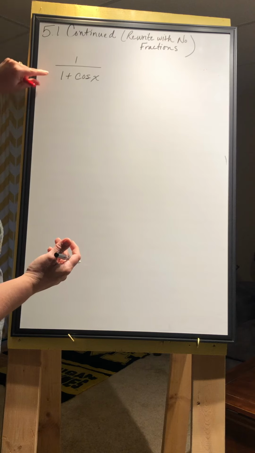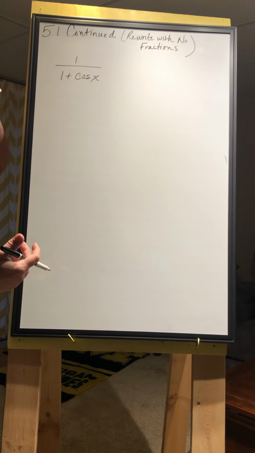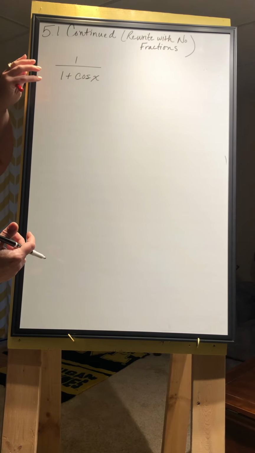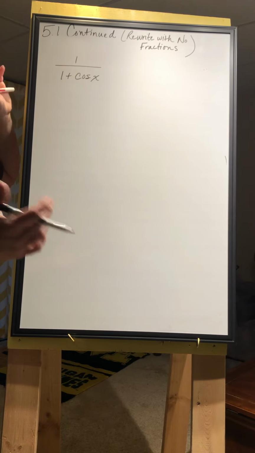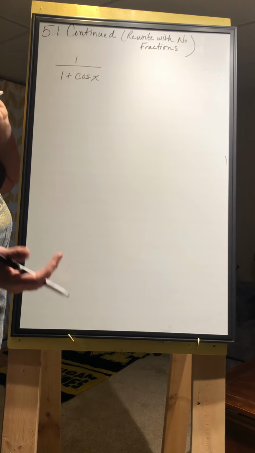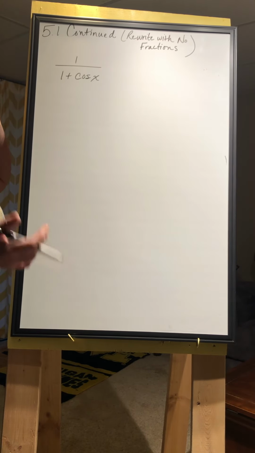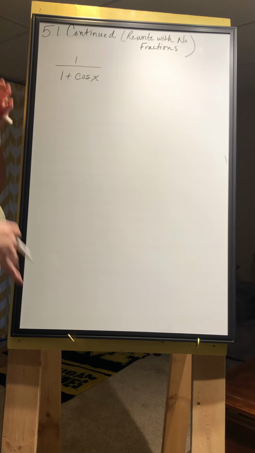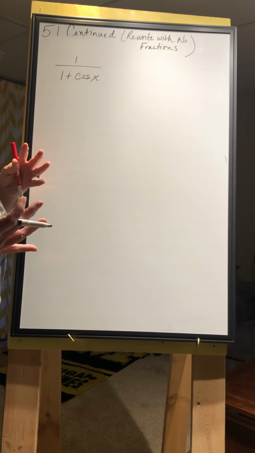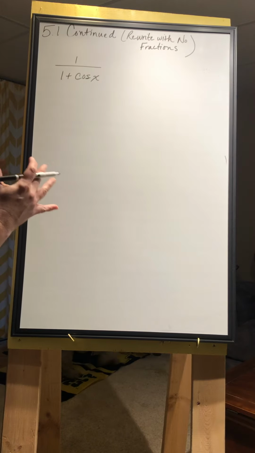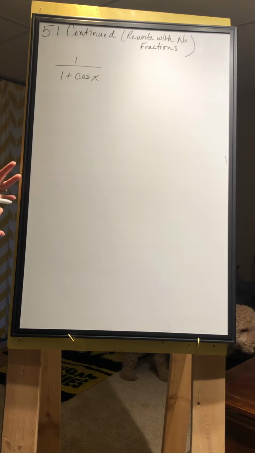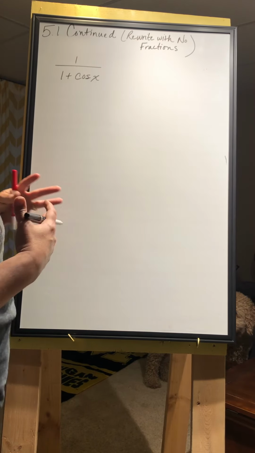I only have one trig function in this problem right now written as a fraction. When I get done, it may have 2 or 3 more trig functions in it. But as long as we're not writing it as a fraction, that's the goal. That's what we want to do. So the ultimate goal here is to rewrite this so that it is not a fraction.